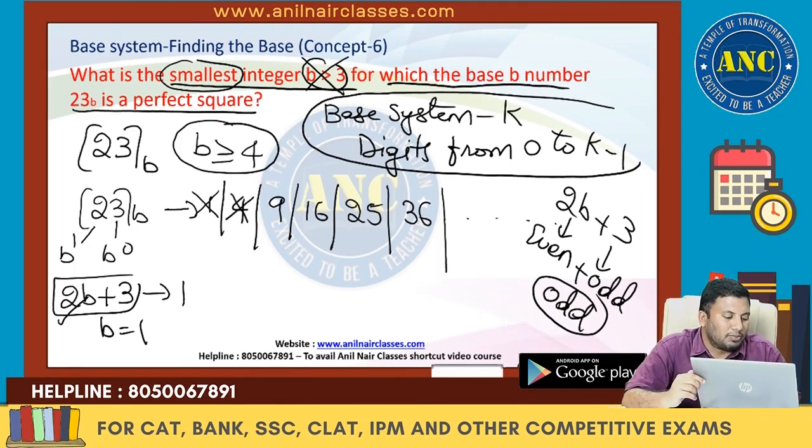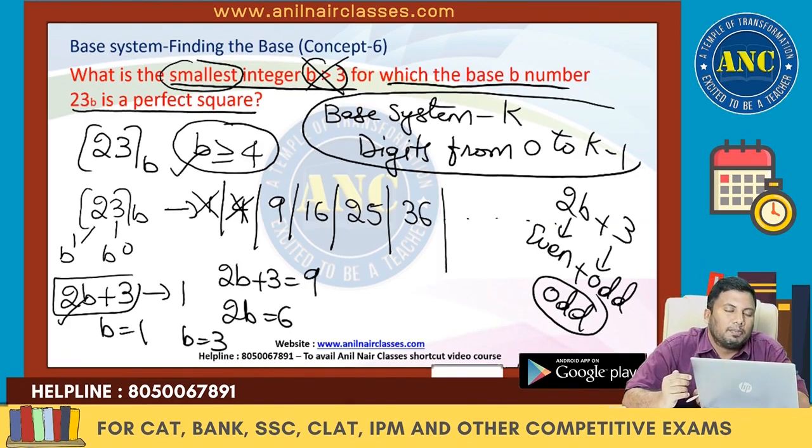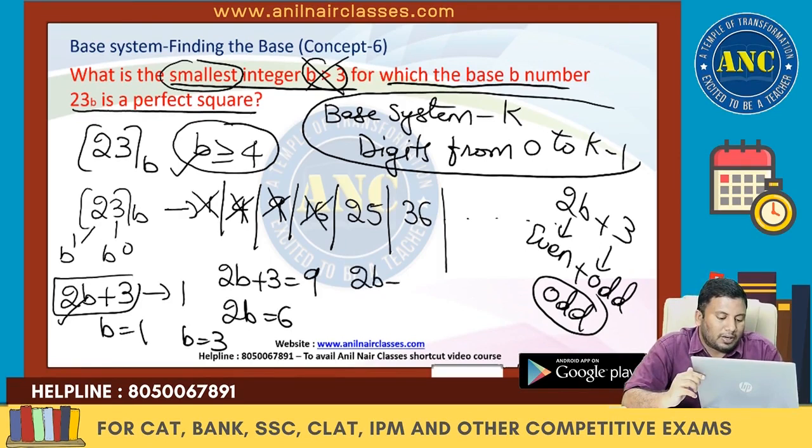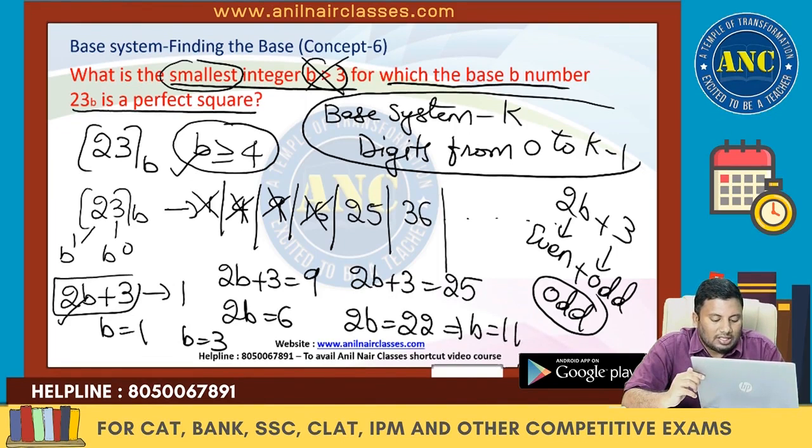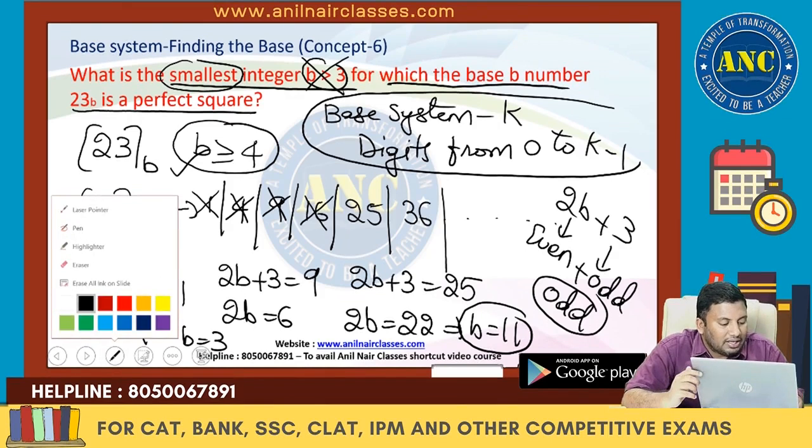4 is not possible. Next case, 2b plus 3 is 9. So, 2b equals 6, b equals 3. But the condition on a base is greater than or equal to 4. So, it cannot be 9. 2b plus 3 is an odd number, so it cannot be 16. So, 2b plus 3 is 25, which will give you 2b equals 22. If 2b is 22, b is 11. If b is 11, 2 into 11 plus 3, 22 plus 3, which is 25. 25 is a perfect square.